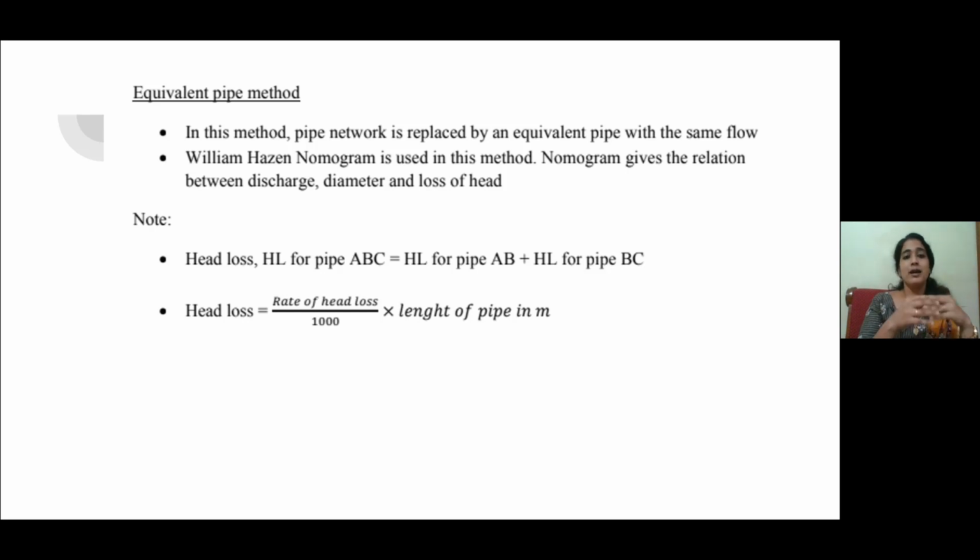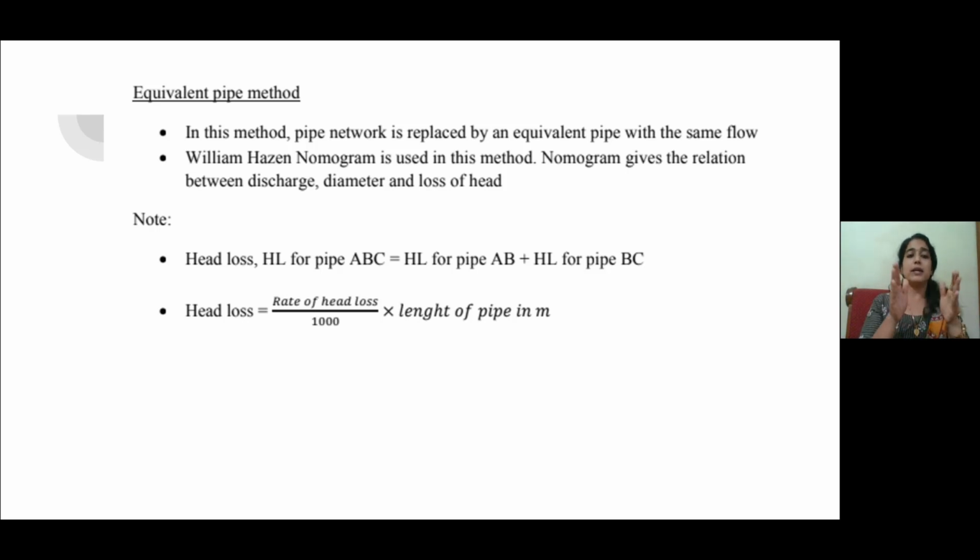network system. We use the Williams-Hazen nomogram for this method, and a nomogram gives the relation between discharge, diameter and loss of head, and also the velocity of flow in the pipe. Here you have to consider two principles. The first principle is head loss, and the second principle is head loss calculation.